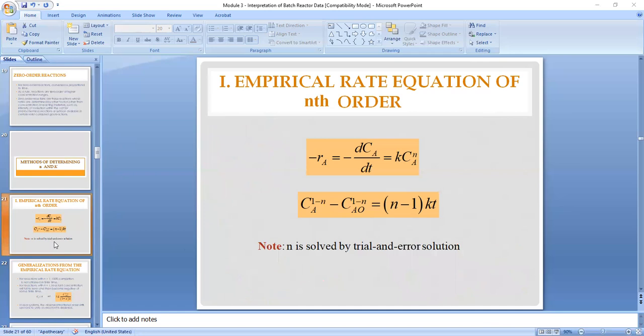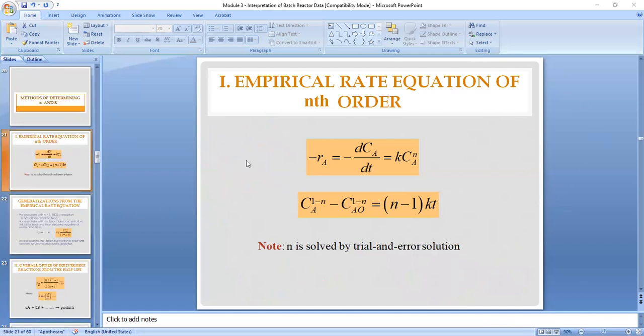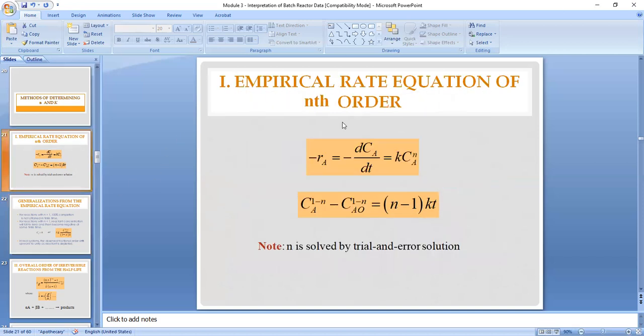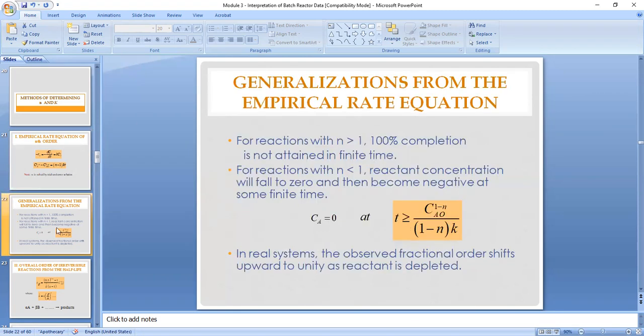Now, there is, however, a very important generalization to this empirical rate equation of nth order. And this is very important, class. Okay, I'd like to discuss this one. I'm referring to the generalization based on this particular equation. For reactions with order n greater than 1, 100% completion is not attained in finite time. What do we mean by this?